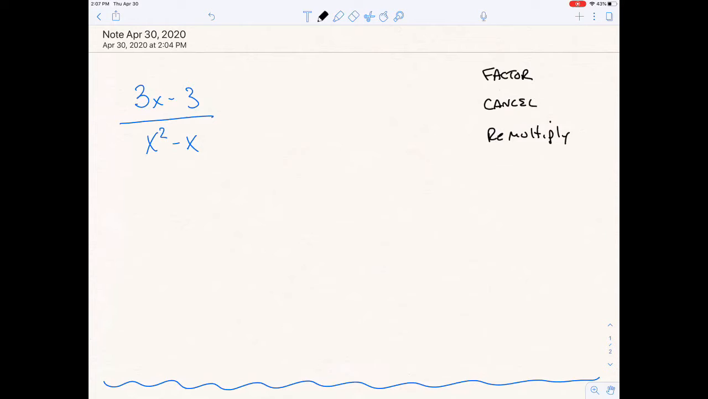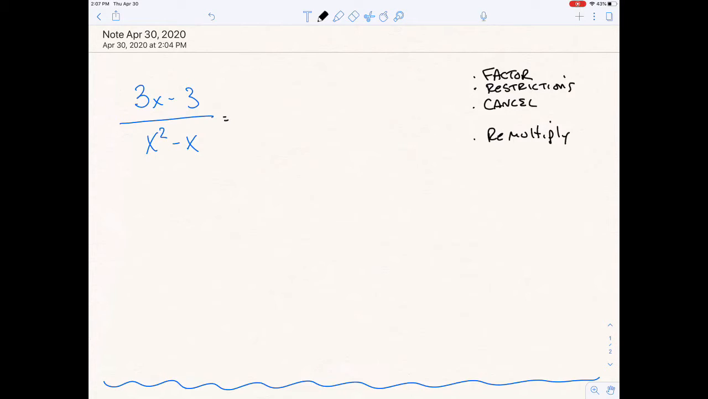But I'm going to tell you that after you do the factoring step, that's when you go ahead and find your restrictions. All right, it's a common misconception that we don't do restrictions until the end. So let's go ahead and talk about these 4 steps and make sure that you understand what we're doing.